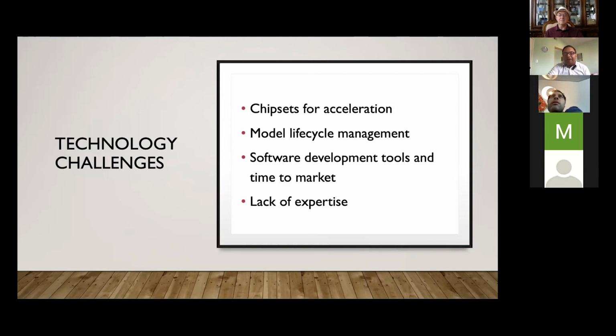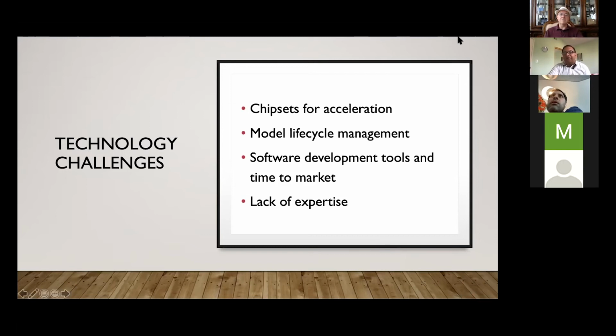The software development tools, so except for NVIDIA and Intel, maybe rest of the world, I would give them maybe 6 or 7 out of 10 in terms of where they stand in terms of software development tools. So there is a need for IP and software optimization. And that really boils down to the time to market, right? If the software tool is not mature, then it takes longer to build the application.